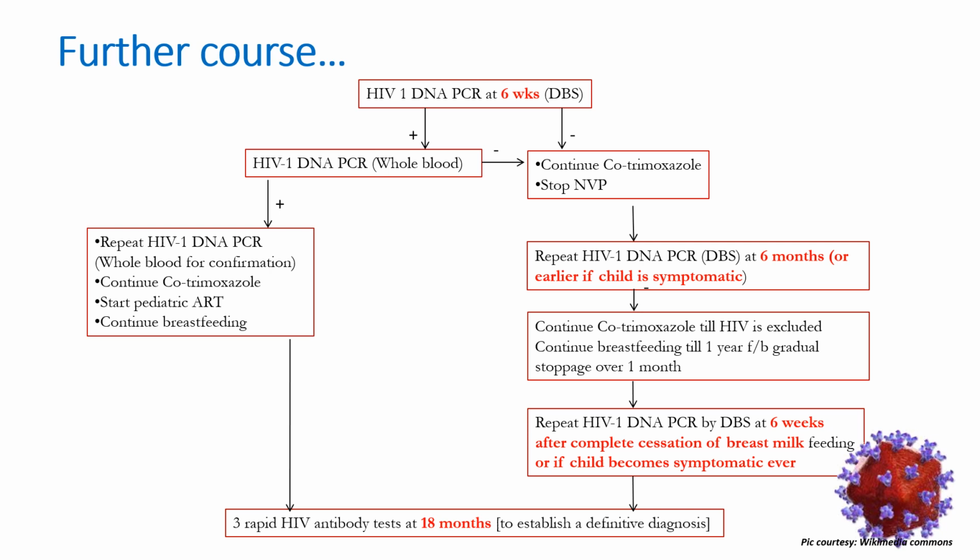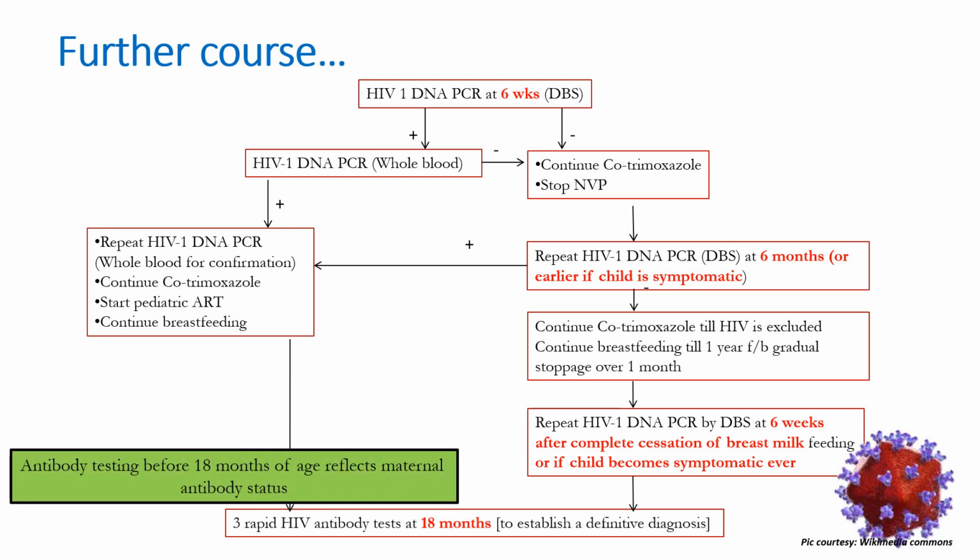Why has 18 months of age been chosen as the cutoff? Because what one must also remember is that if at any point of time the HIV-1 DNA PCR is positive, we need to follow the left-sided algorithm. Why we recommend 18 months of age as the cutoff is that antibody testing before 18 months of age reflects maternal antibody status, and therefore it will not be conclusive for the infant per se.